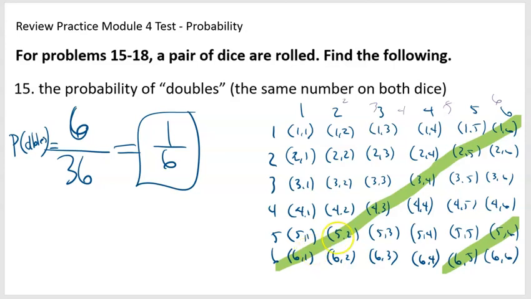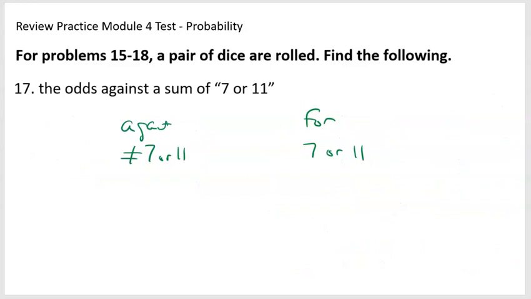So how many is that? 1, 2, 3, 4, 5, 6, 7, 8. 8 of these guys is a sum of 7 or 11. Okay, so that's going to be 8 over here. That means the rest of them are not a sum of 7 or 11. Remember, there's 36 total. So if I do 36 subtract 8, that's going to give me 28 that don't add to 7 or 11. We could count them.